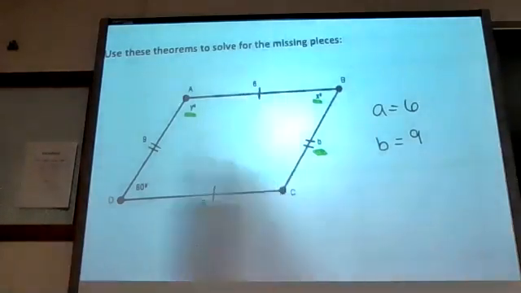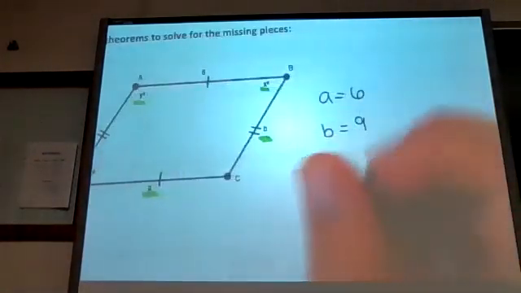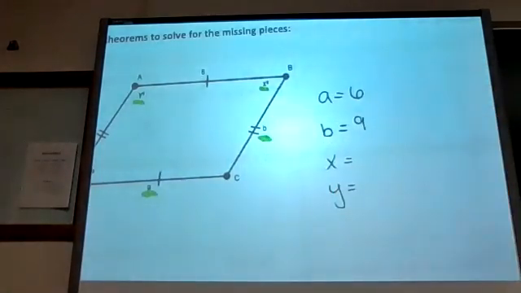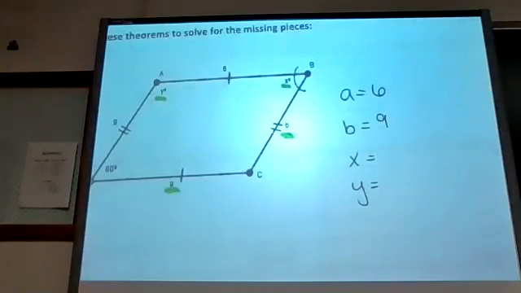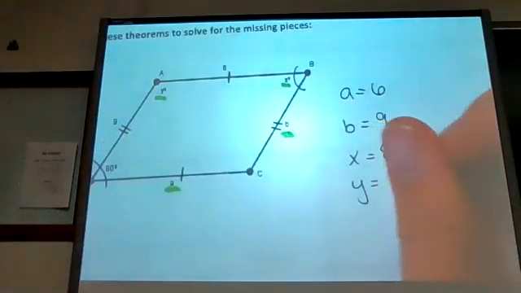Okay, so we know our opposite sides are congruent. We now want to find X and Y. Anyone have an idea on what X equals? Here's X. Which angle would X be equal to? 80. Yeah, opposite angles are congruent, so X would equal 80.